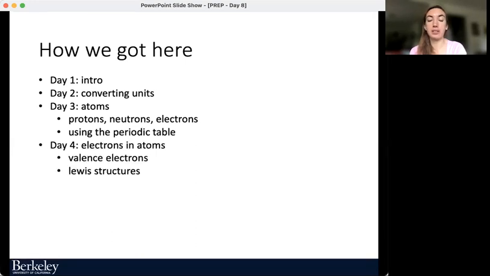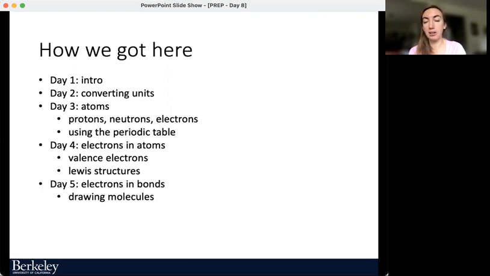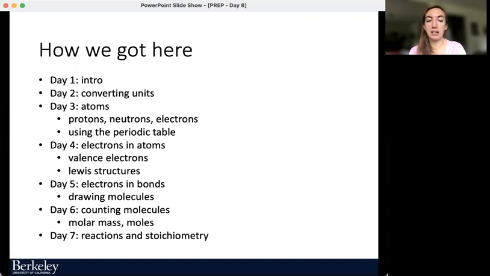Day 4, we focused on electrons. So valence electrons, Lewis structures, orbitals, all of that. Day 5, we talked about bonding and drawing molecules. So this is where we first introduced those pesky line drawings. And then day 6, we talked about counting molecules. So lots of molar mass and moles. And then yesterday we talked about reactions and stoichiometry.